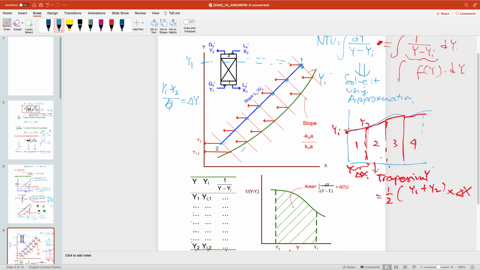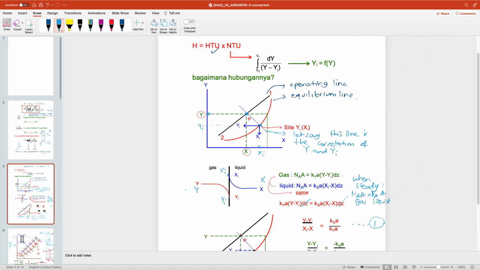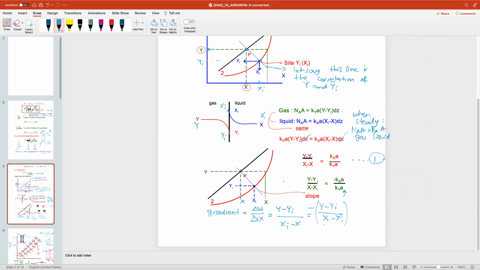How to find the yi? Using the graph. If you have a number of y, you have to calculate the slope from the minus kxi divided by kyi, then you will find the yi. You will find the y equilibrium. So if you have the number of y, using the graph you can find the yi.